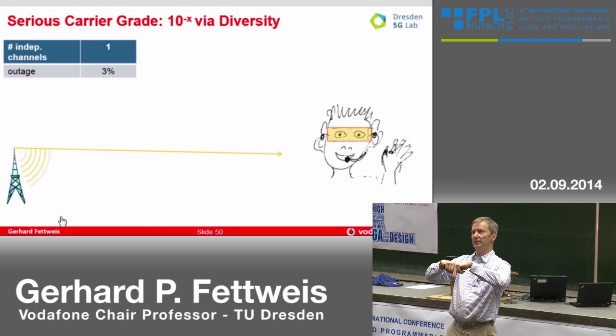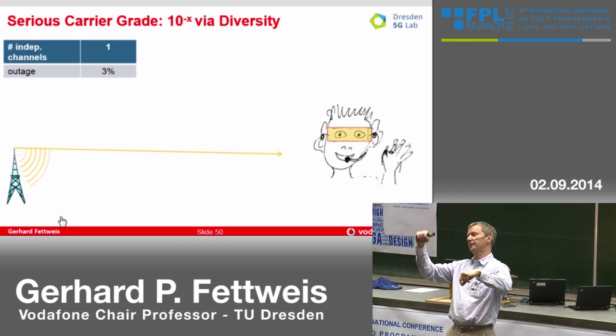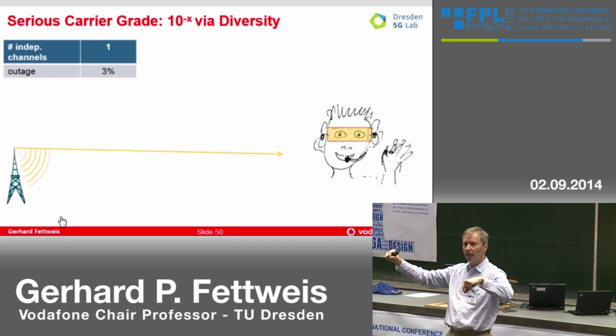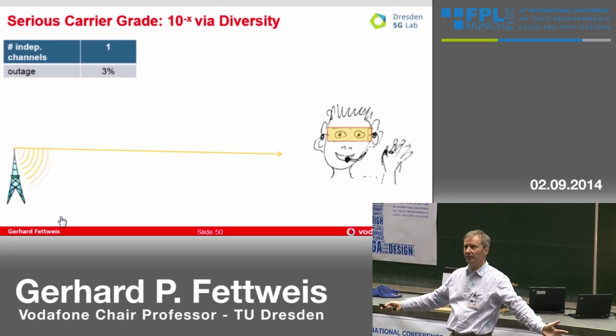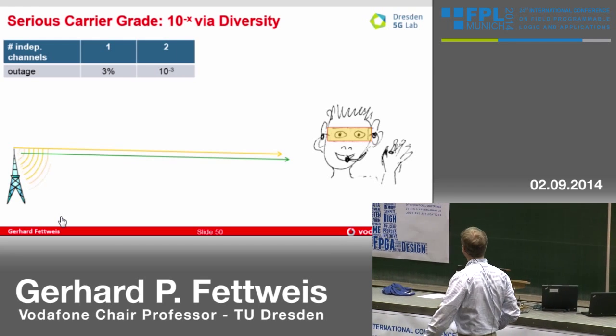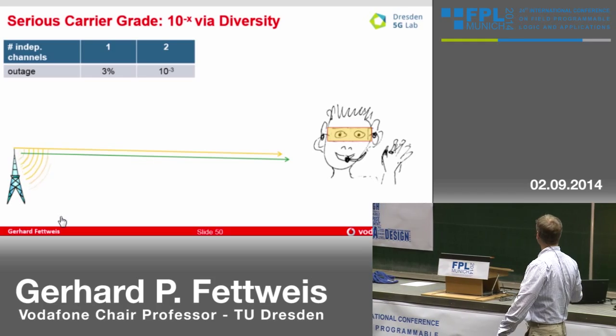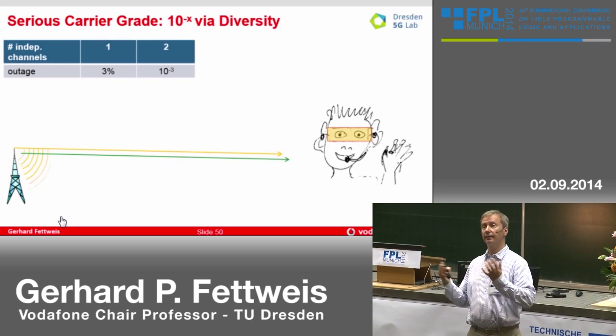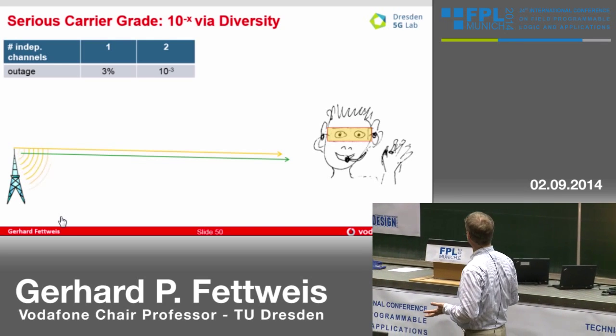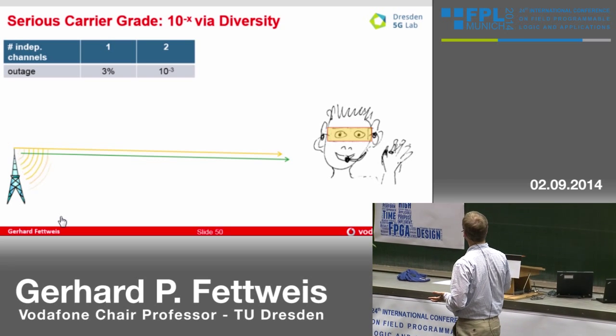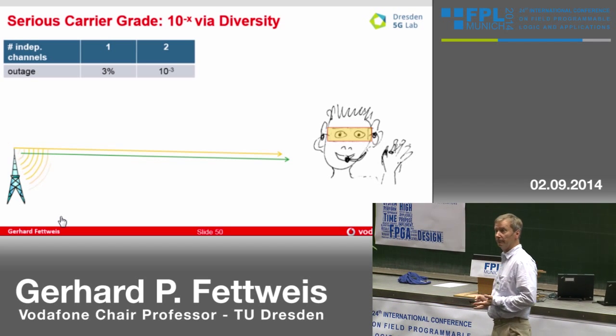If I use a carrier frequency of 900 megahertz and then I use a second one at 1.8 gigahertz, they fade completely independently. So what does that mean? I just take a second connection. Yes, I double the data rate, take a second connection. If they're independent, I'm down to 10 to the minus 3.